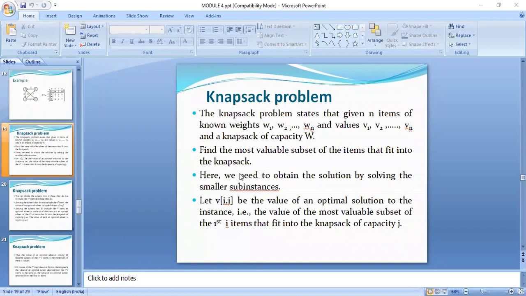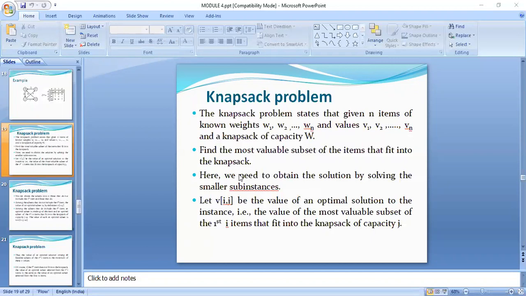Now we will move on to the next one, that is your knapsack problem. When you say knapsack problem, we have already seen in the brute force method that you will be given a knapsack. We will be given n number of items. Each and every item will have its own weight and value. And we will also be given the knapsack capacity.